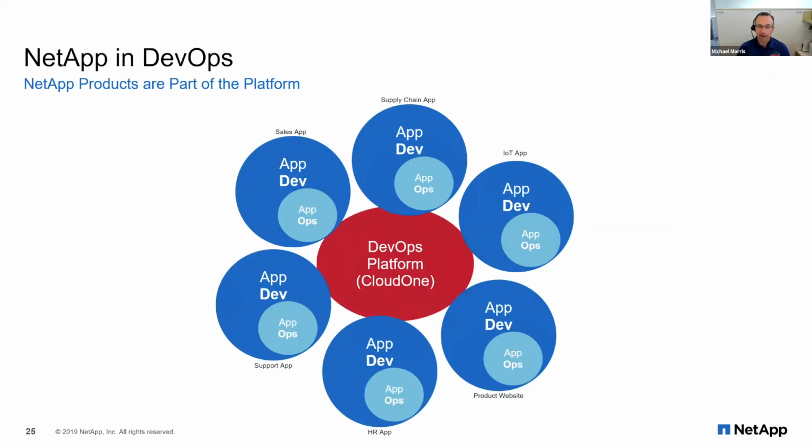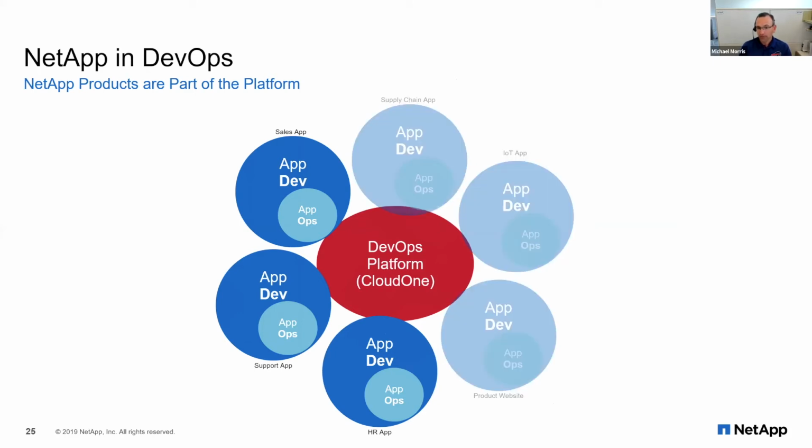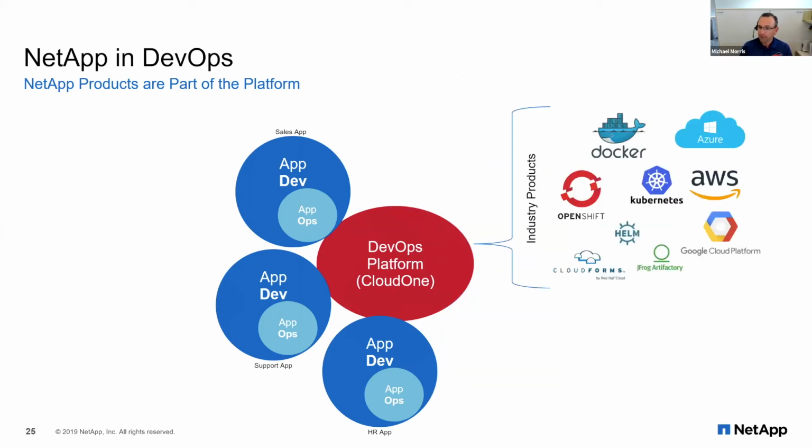So if we look inside the DevOps platform and how NetApp products fit into it, NetApp products are ultimately part of the platform. They're making that red circle better. So we look inside the platform, you get the industry products. I'm sure you've heard of many of these, from Docker containers to OpenShift or Kubernetes to Helm charts, and then the cloud providers themselves, whether it's AWS or Google or even private cloud.